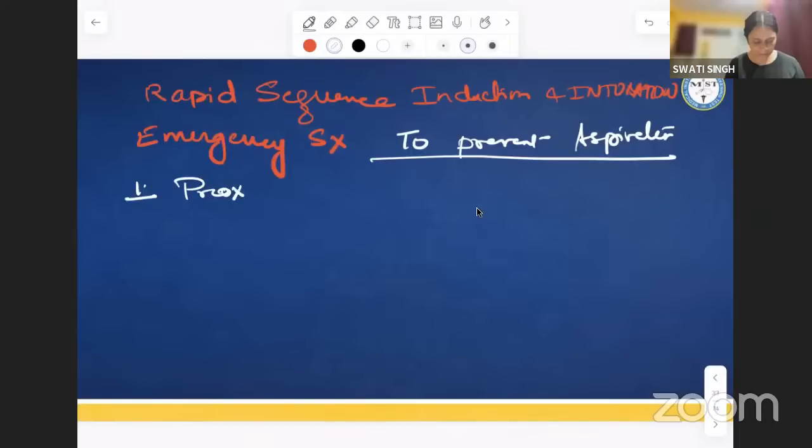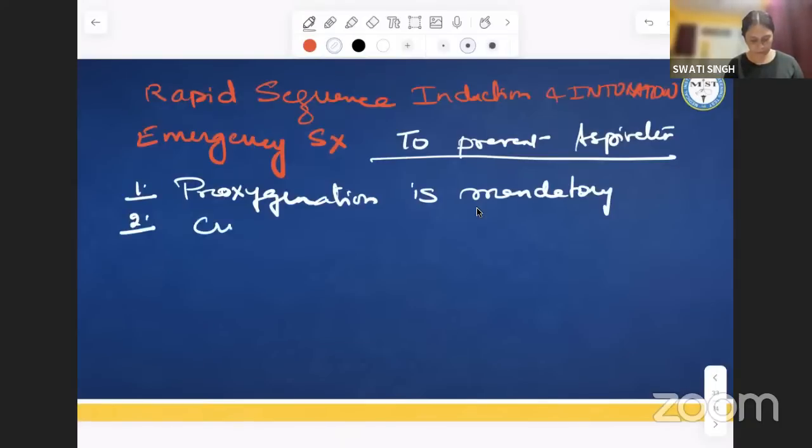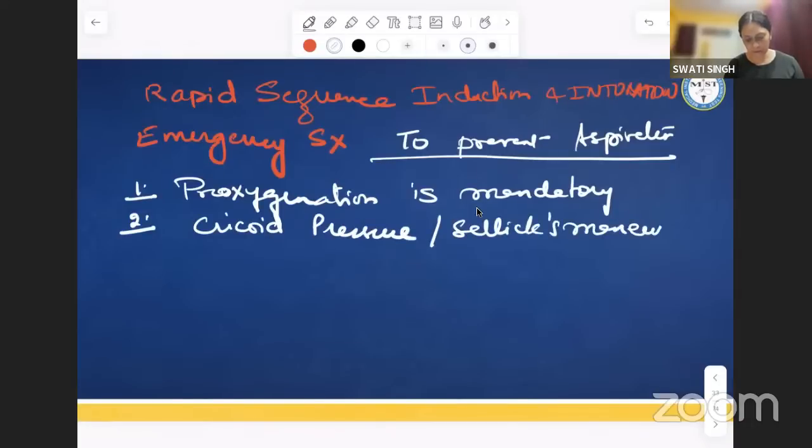Number 1, pre-oxygenation is mandatory. We give 100% oxygen. Number 2, cricoid pressure is applied, the Sellick maneuver. We press the cricoid cartilage to press the trachea, and the trachea presses the esophagus. So in a full stomach patient, the food of the stomach will not come into the oral cavity and the patient will not aspirate.